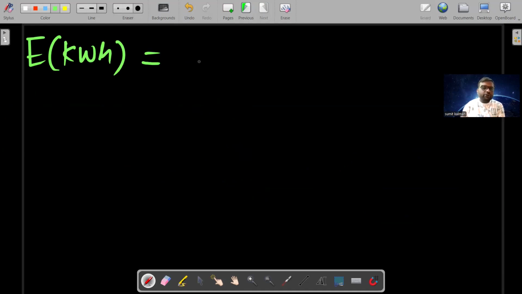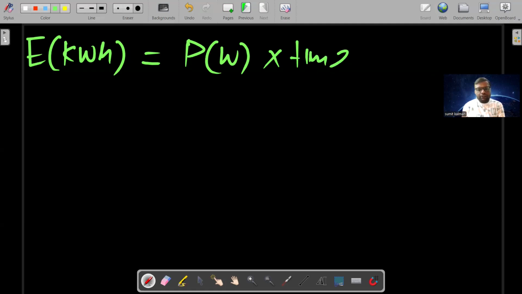So for calculating the monthly bill, first we will calculate the electrical energy consumed. And students, we will calculate this in the unit of kilowatt hour because the commercial unit of electrical energy consumed is kilowatt hour. So here, what is the formula for it? It is power in watt into time in hour.